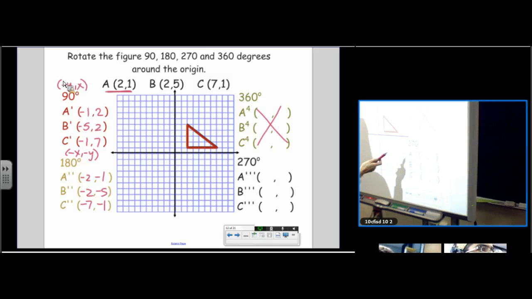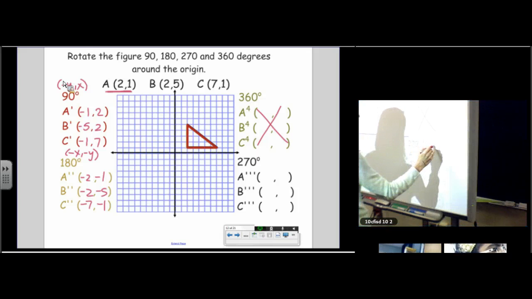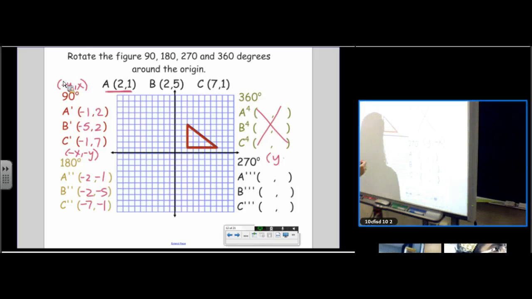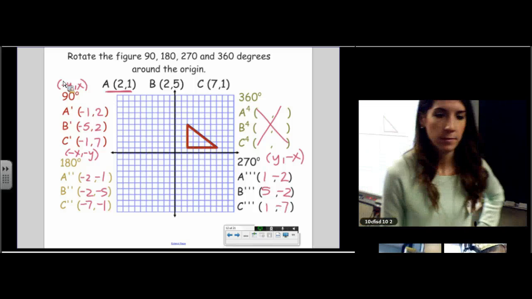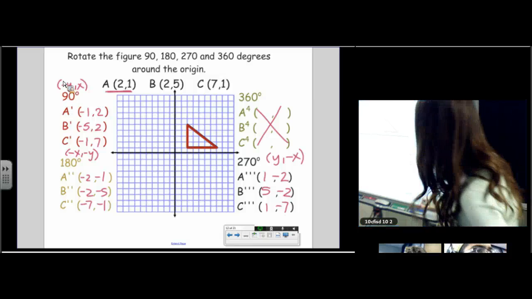And then 270, the rule for that one is, so if I follow the rule, I would write y, and then I'd write the negative of x. And then I'm going to write y, which is 5, and then the negative of x, and then 1, and then the negative of x. Okay, we got it.